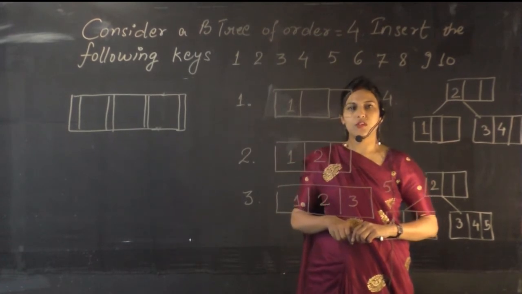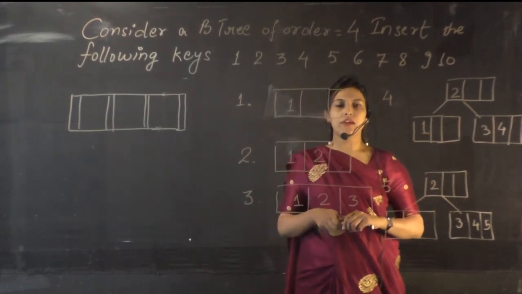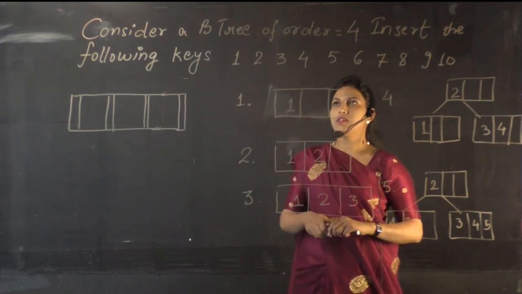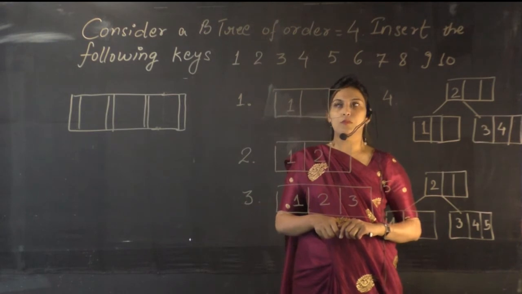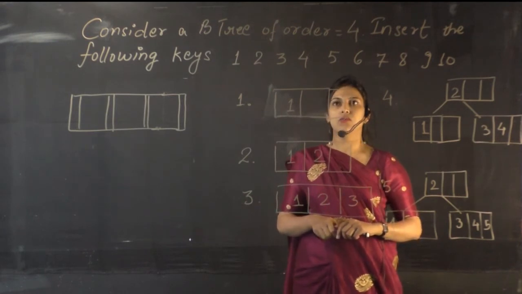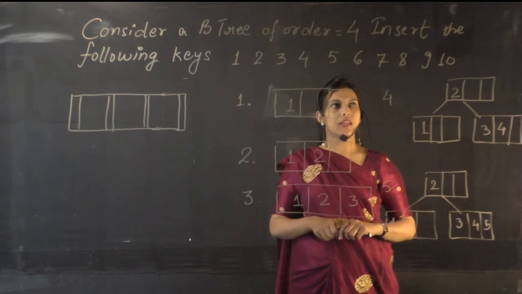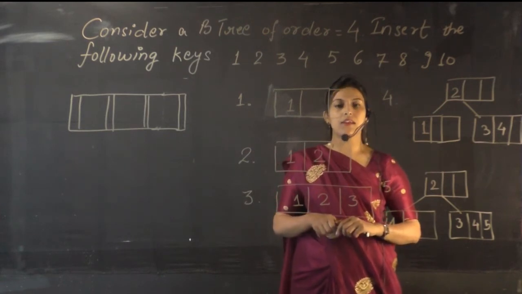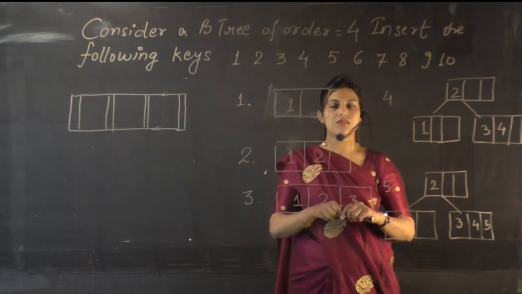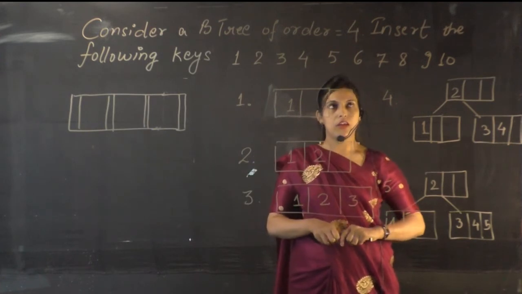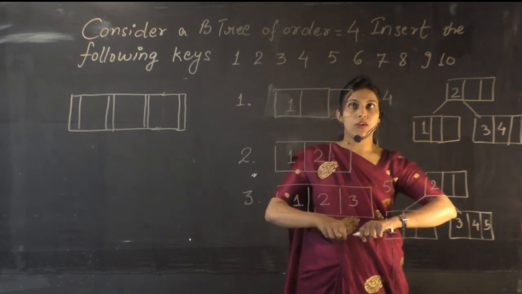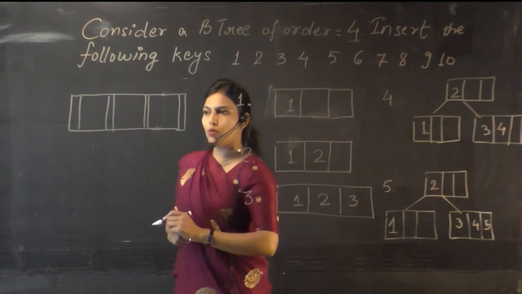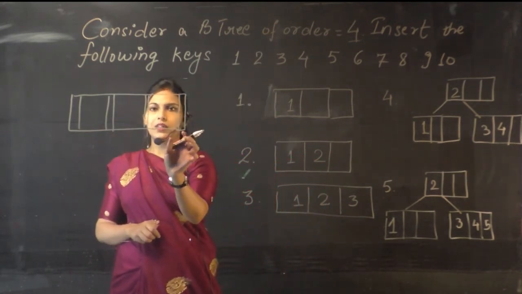So now through this question we will try to understand how elements are inserted inside a B tree. So the question is, consider a B tree of order 4. Insert the following keys 1, 2, 3, 4, 5, 6, 7, 8, 9, 10 inside the B tree. So here we have 10 elements and we have to insert these 10 elements inside a B tree. In the question, the order of the B tree is given, that is 4. So the structure of the node in the B tree will look like this.